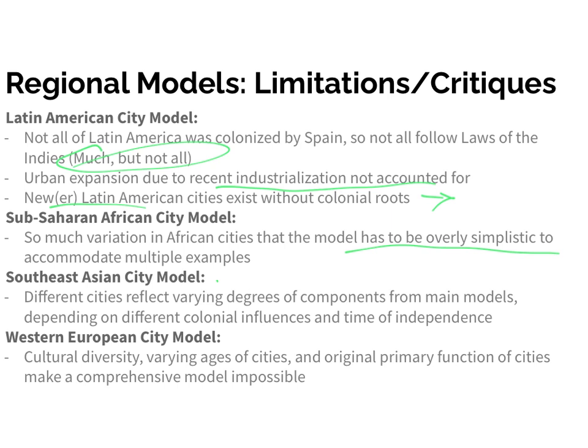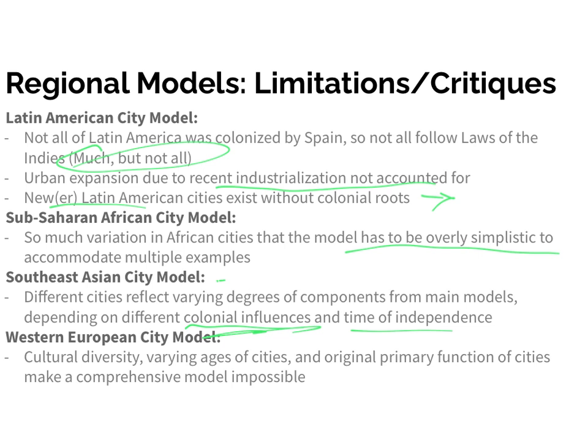The Southeast Asian city model. Different cities reflect varying degrees of components from the main model depending on, again, different colonial influences and the time of their independence. So how long have they been out on their own, and how has that time impacted the development of that city? If they've been independent longer, you probably see more variation than if they've been independent for a relatively short amount of time. And again, just like with Africa, Southeast Asia was colonized by multiple European powers, not just one. And so you see some variance depending on who it was that colonized them.